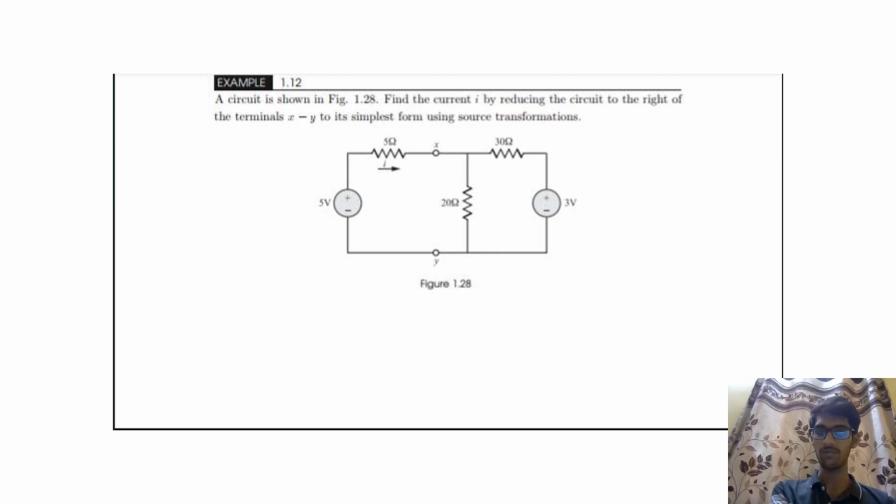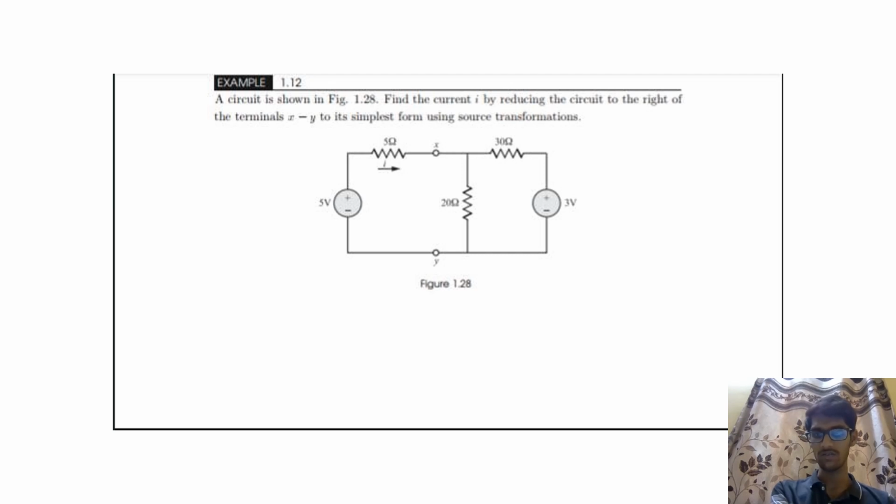Let's see the first problem. A circuit is shown in the figure. Find the current I by reducing the circuit to the right of the terminals X, Y to its simplest form using source transformations. First, we have to observe what the given data is.